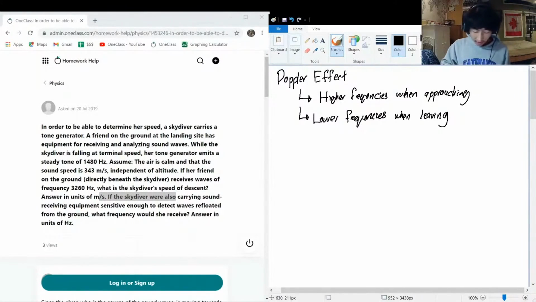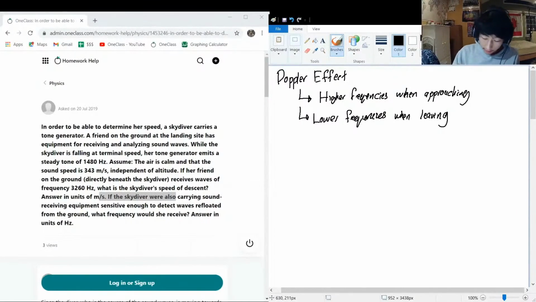Okay, so let's actually think about this. You know in cartoons when people drop things, as the thing is going away from you as it's falling, the pitch is going down. So as it's getting farther away from you, the frequencies are getting lower, and as it's approaching you, they get higher. So that's maybe how you see the Doppler effect in cartoons and stuff.